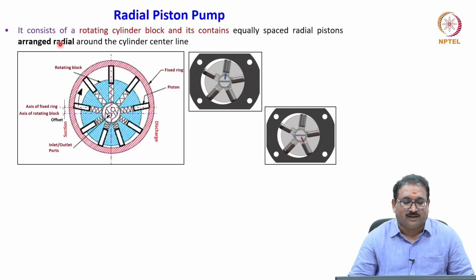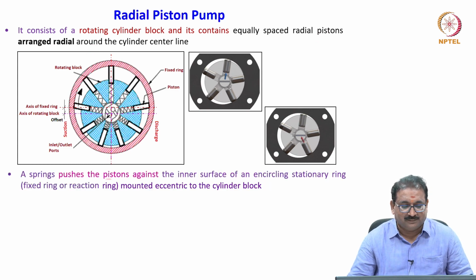Quickly you will see the construction. It consists of a rotating cylinder block here, and it contains equally spaced radial pistons arranged radially around the cylinder center. A spring pushes the piston against the inner surface of the encircling stationary ring, the fixed ring, mounted eccentric to the cylinder block.